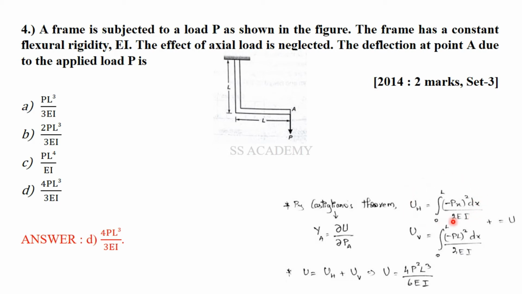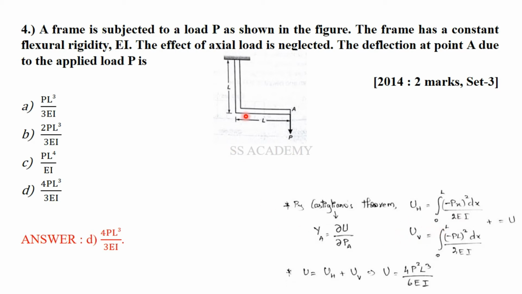Actually, for all strain energy calculations with respect to moment, it will be the integral from 0 to L of M squared dx by 2EI. So instead of M, considering a cross section at a distance x from the free end, we calculate P into x, so we substitute minus Px. Why minus? Because it is acting downwards. So minus Px whole squared dx by 2EI, we will get a value.